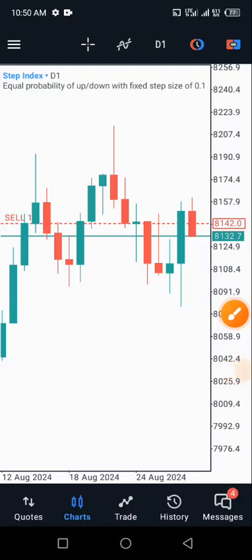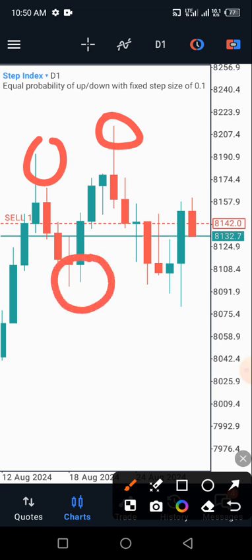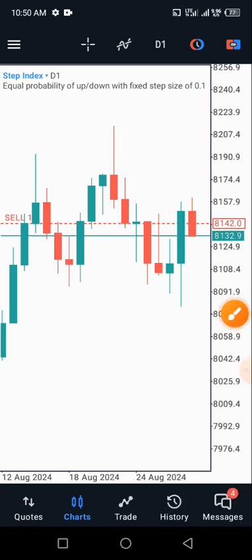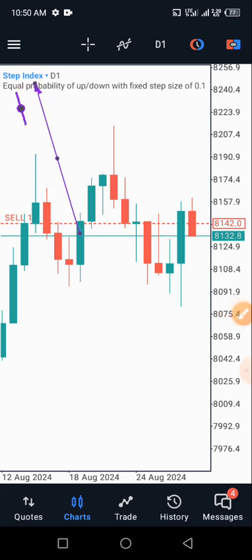In this video I'll be showing us how to make use of this cool pattern that I've been able to identify over time. This pattern is really interesting and will help us to either buy or sell in the market. I'm just going to highlight the most important levels in this particular market. Remember that we are on the Step Index market here on the daily time frame.